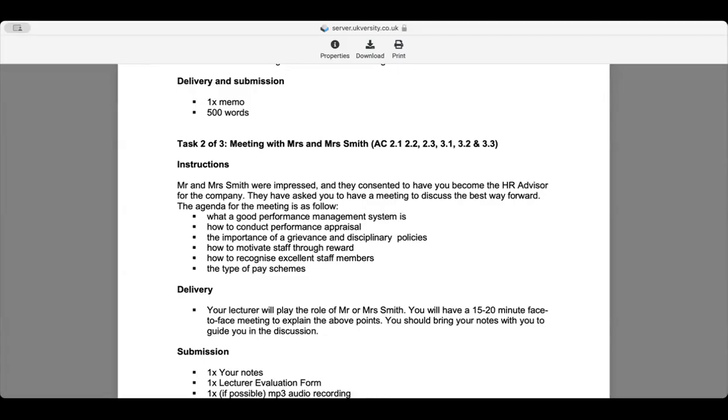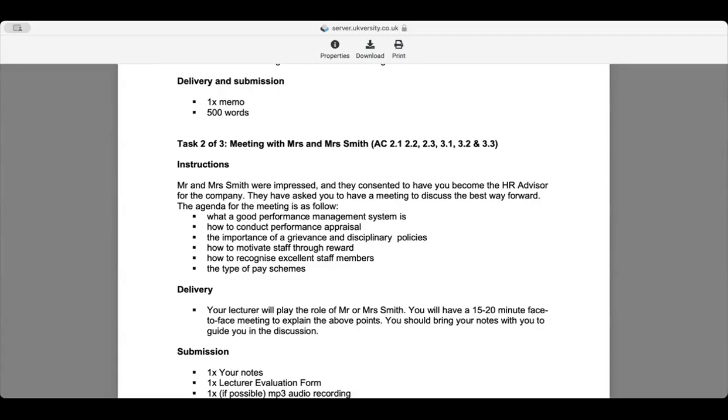The third point is the importance of disciplinary and grievance procedures. Explain why disciplinary policies help maintain professionalism and fairness. Discuss how grievance procedures give employees a way to raise concerns, and highlight how clear policies protect the company from legal disputes. Then, motivating employees through a reward system.